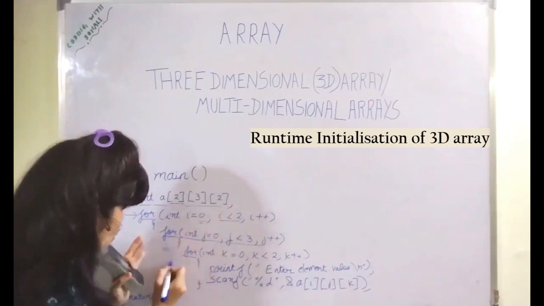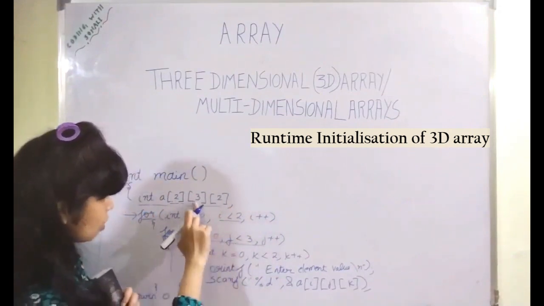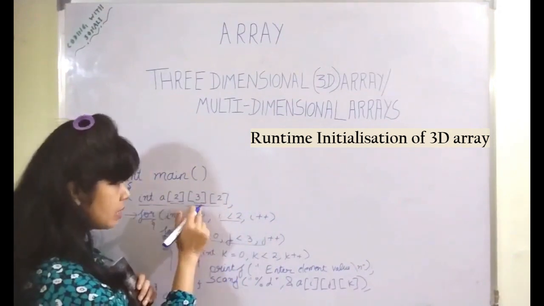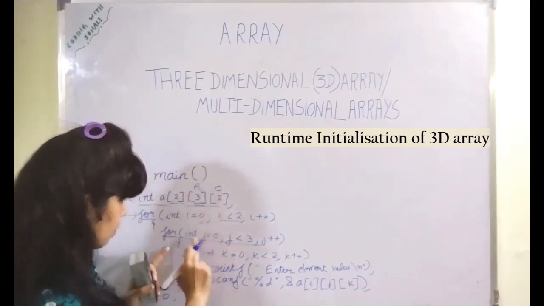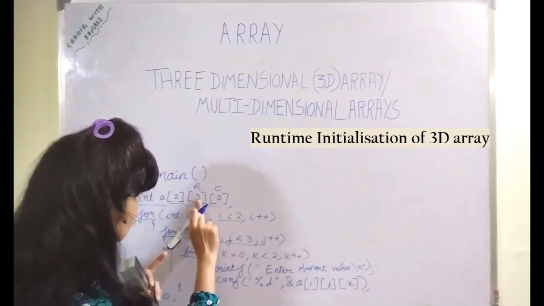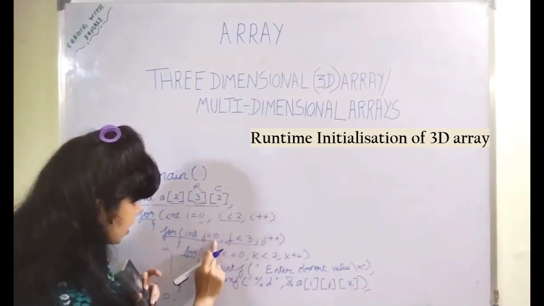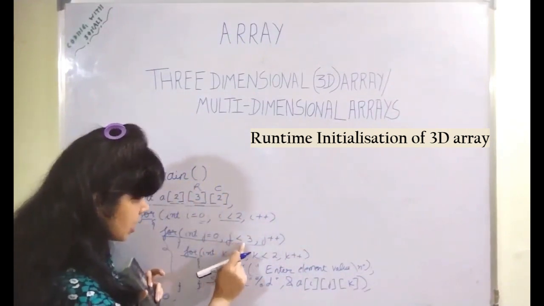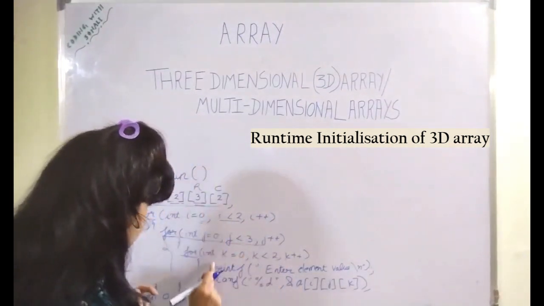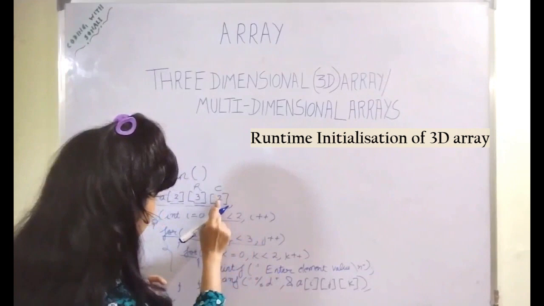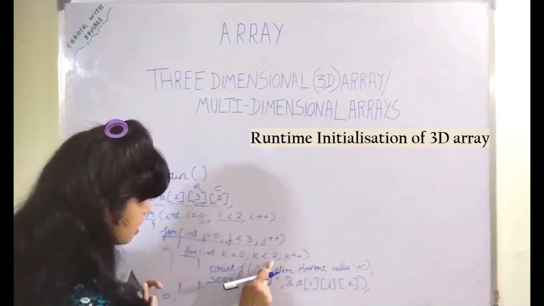These 2 inner for loops are for the 2D array, where one represents the row and the other represents the column. Since the row size is 3, j is equal to 0; I have taken another variable j, j less than 3, j plus plus. And then for the column, k is equal to 0, k less than, what is the size? It is 2, so k less than 2, k plus plus.